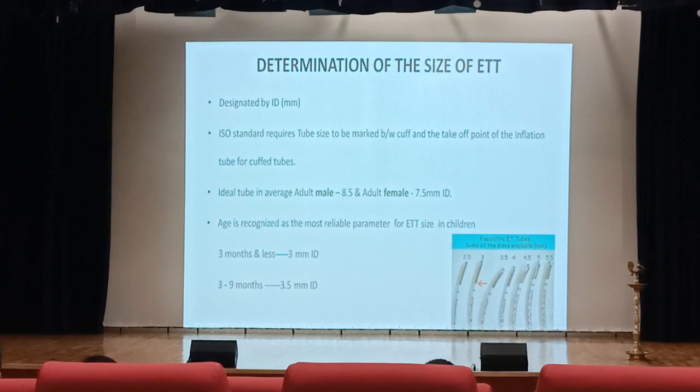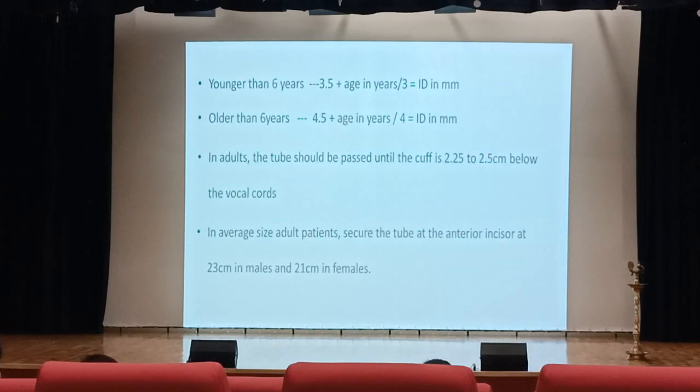Coming to the pediatric population, if the child is less than 3 months, we generally keep a 3 millimeter endotracheal tube. For 3 to 9 months, a 3.5 ET tube is kept. There are other formulas too. If the child is less than 6 years, the formula is age by 3 plus 3.5. And if the child is more than 6 and less than 12, then it is age by 4 plus 4.5.